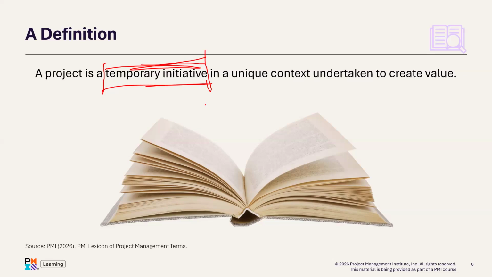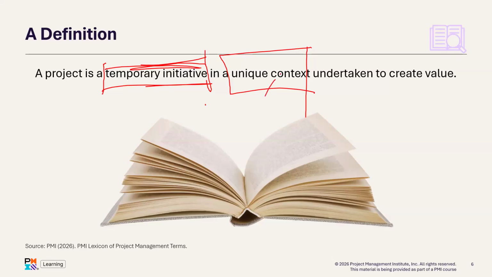Temporary does not necessarily mean short. You can have a 10-year-long project, a 5-year-long project, 3-year-long project, 2 years, 1 year, and so on. In a unique context, it means that that project will create results that are unique, that perhaps have not been created before, or that what is required to execute that project is entirely unique from what any other project has in the past required.